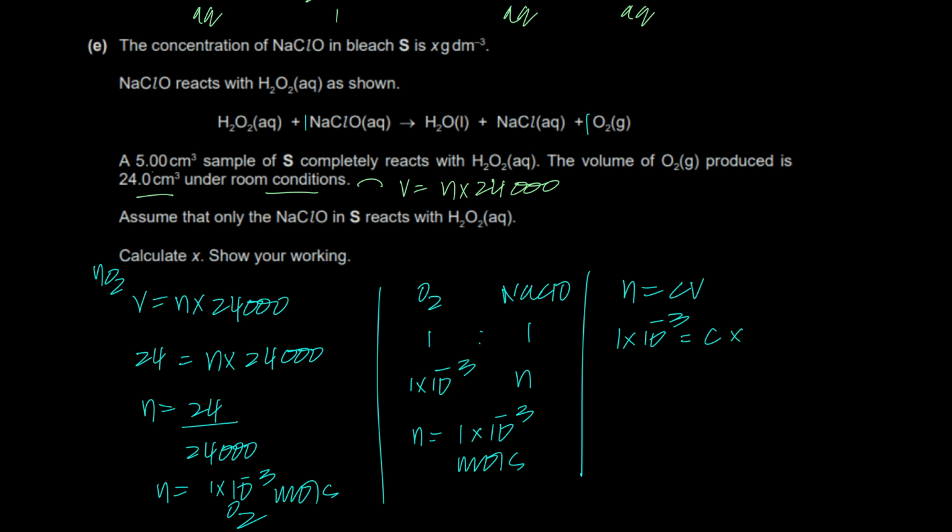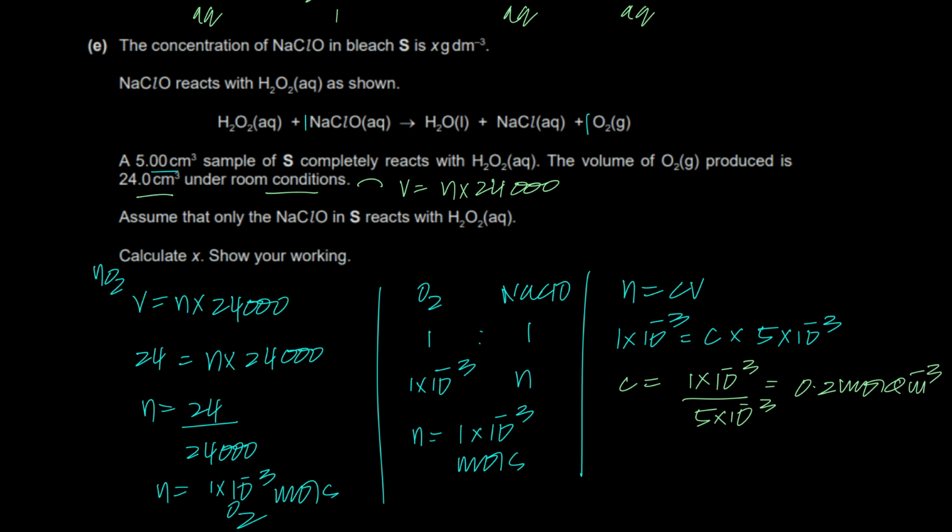Volume of NaClO is given, 5 cm cube, 5 into 10 raised to the power minus 3, because I want to convert it into dm cube, right? So figure out concentration. It's 1 into 10 raised to the power minus 3 divided by 5 into 10 raised to the power minus 3, effectively 1 over 5. That gives me what? That gives me 0.2 mole per dm cube, right?